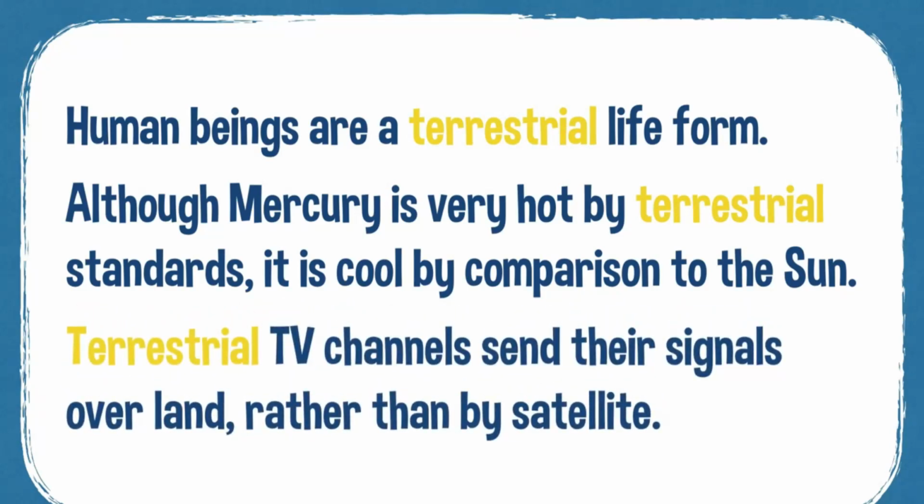Terrestrial TV channels send their signals over land rather than by satellite. So you can have satellite TV, you get your signals by satellite. You can have cable TV, you get your signals by cable. Or terrestrial. Big masts carry signals over land. So we can have a terrestrial environment.